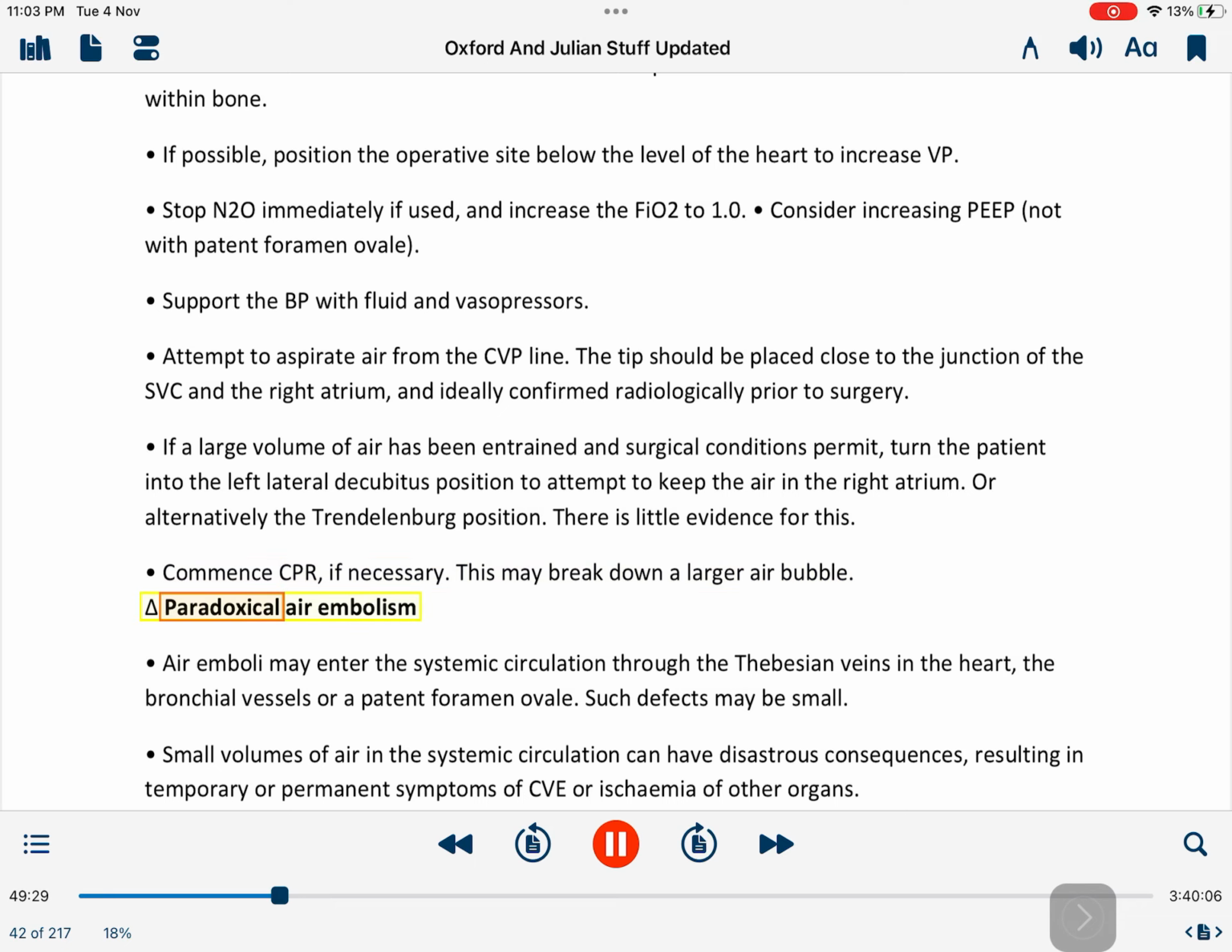Paradoxical air embolism. Air emboli may enter the systemic circulation through the Thebesian veins in the heart, the bronchial vessels or a patent foramen ovale. Such defects may be small. Small volumes of air in the systemic circulation can have disastrous consequences, resulting in temporary or permanent symptoms of CVE or ischemia of other organs.